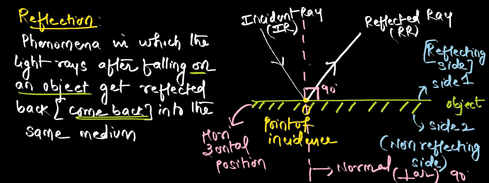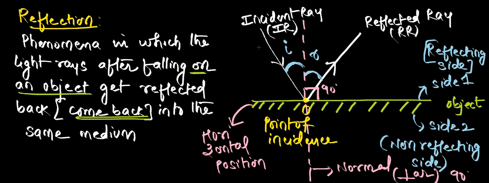Now, between normal and the incident ray, there is some gap, right? Angular gap. What is this called? Angle of incidence I. Similarly, between normal and reflected ray also there is some angular gap. This is called angle of reflection R. Any doubt in this? No doubt.